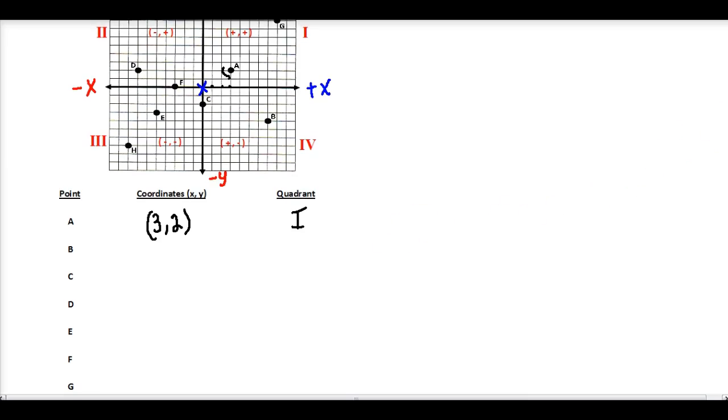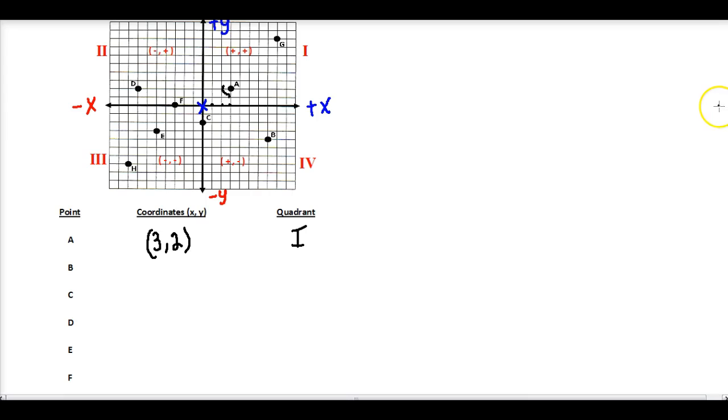Okay? And so let me move up here. So for point B, we see that point B is down here. And in order to get to it, we have to go, starting from the origin, 1, 2, 3, 4, 5, 6, 7 units in the X direction. And then 1, 2, 3, 4 units in the negative Y direction. So if we do that, that point will be (7, -4). And of course, since the X coordinate is positive and the Y coordinate is negative, we know that it is going to be located in quadrant 4.